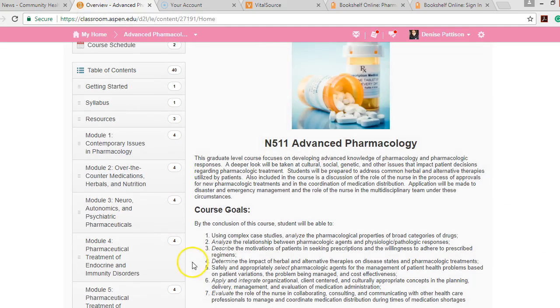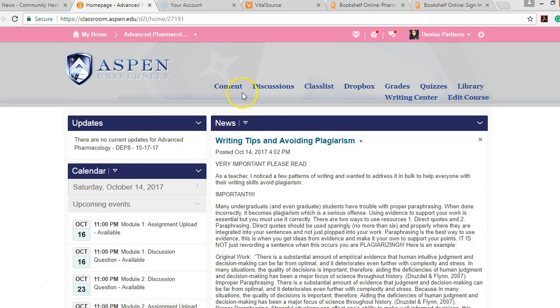So the first module, we are going to talk about contemporary issues in pharmacology, and as you move down, we're going to talk about different aspects throughout the body and how we prescribe medication to deliver them. I am really excited to go over all of this with you.